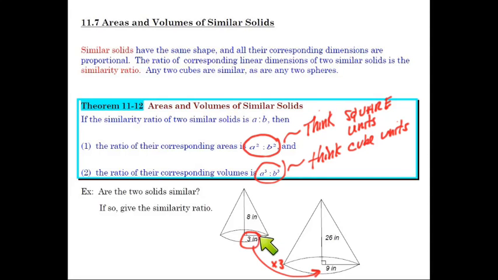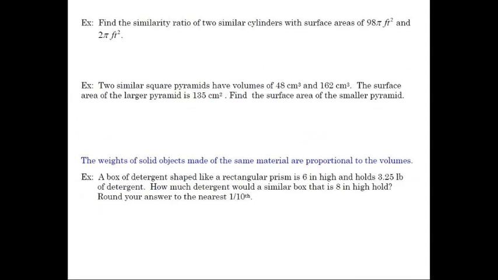If we're looking at these two and want to figure out if they're similar, I look at this radius down here, it's times 3 to get to 9, that's okay. If I take the height and multiply it by 9, I'm not going to get 26, I get 24. So these are not going to be similar. They don't follow a similarity ratio. So we would say no.